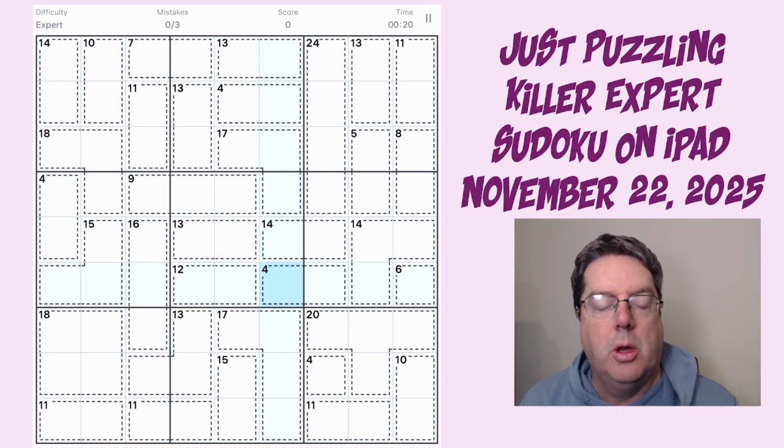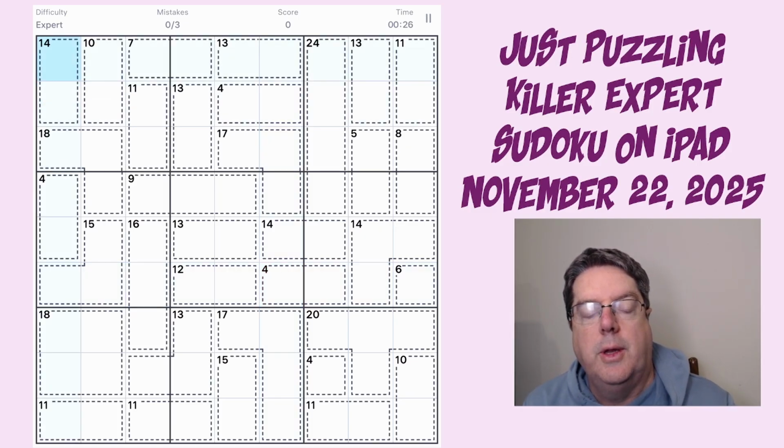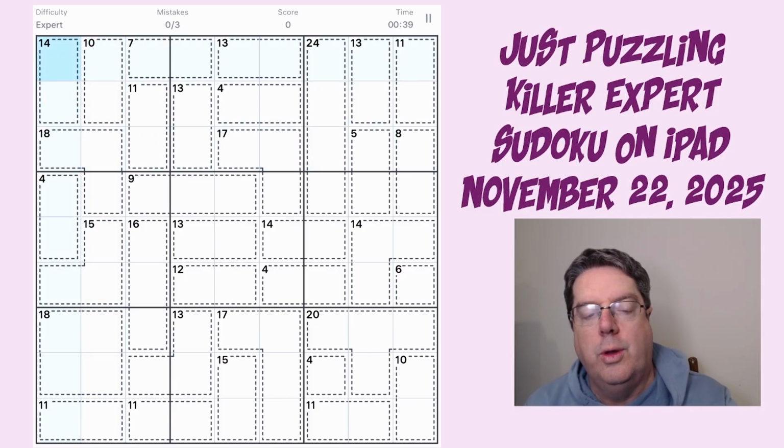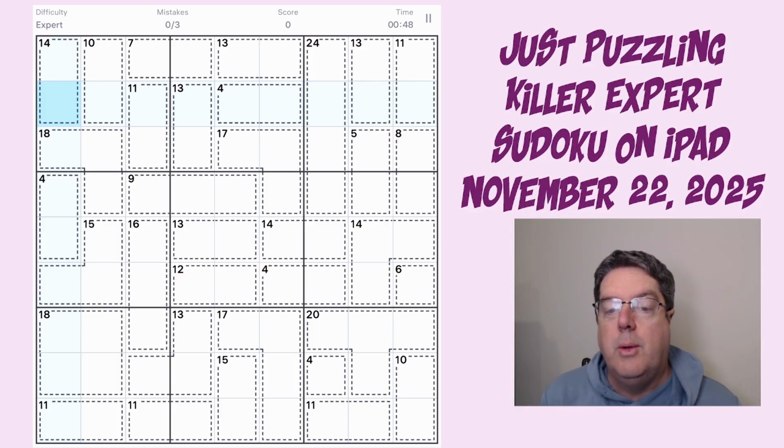In each of the rows, columns, and boxes, we need the numbers 1 through 9. Now, what we have now is cages. So the cages have a number in the top left-hand corner. The number in that cage has to add up to that number using non-same numbers. So say, for example, if I didn't have the rules of the Sudoku rules, this 14 couldn't be 7 and 7. It has to be either 8 and 6 or 9 and 5. Alright, so that's the rules. Let's see how we go in solving this.